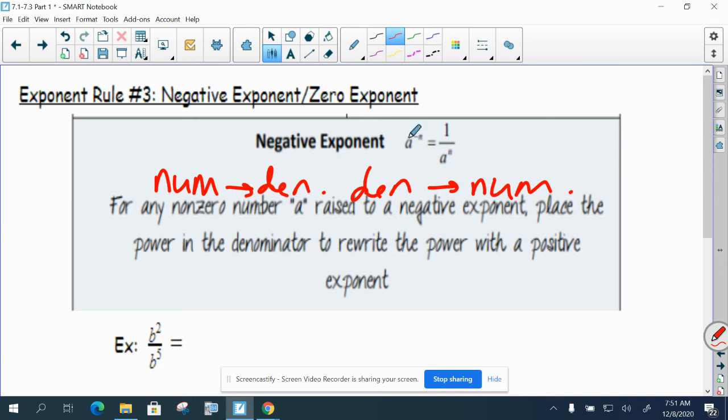So here we have a to the negative nth. Since the exponent is negative, we flip it. So we do 1 over a to the nth. So if you had x to the negative second, you would write 1 over x squared. Now let's say you had 1 over x to the negative second. Well, since this is in the denominator, you'd make it positive by flipping it and moving it to the numerator. So x squared over 1, or just x squared.